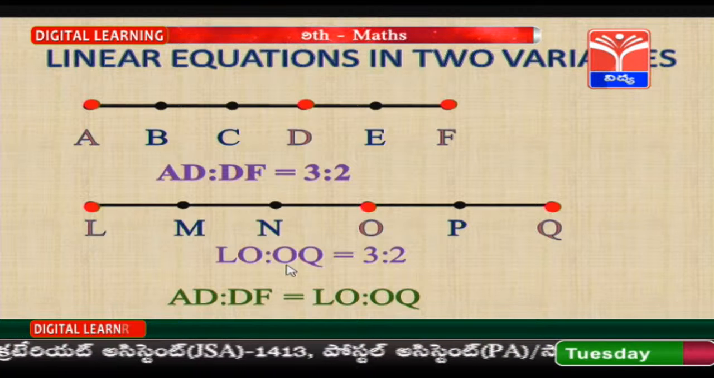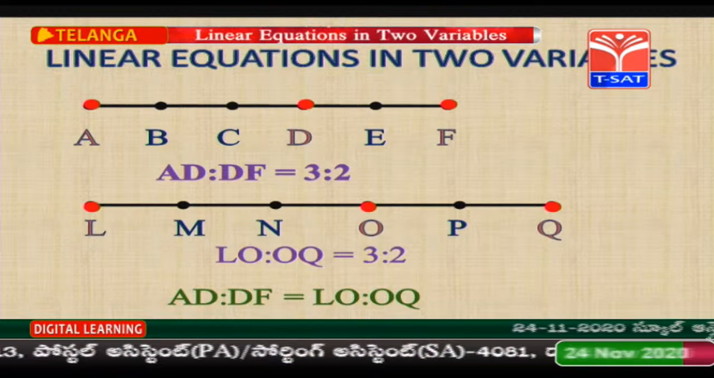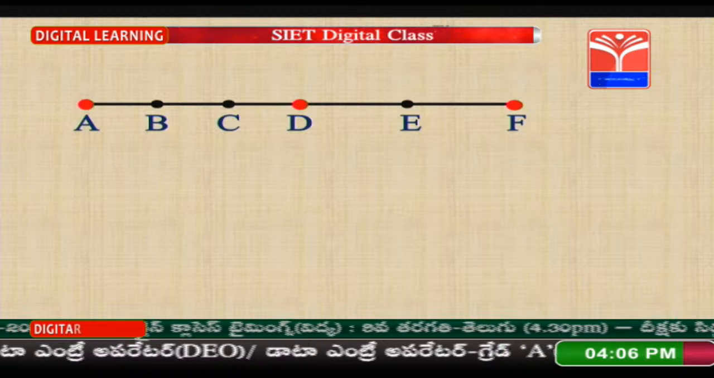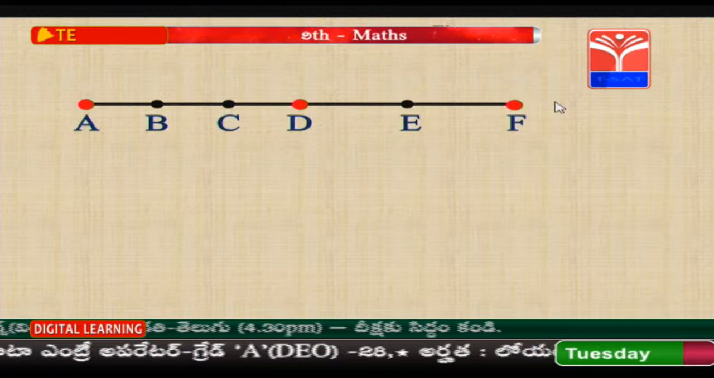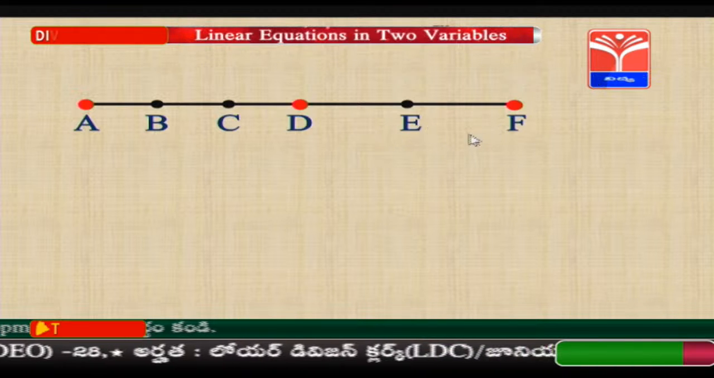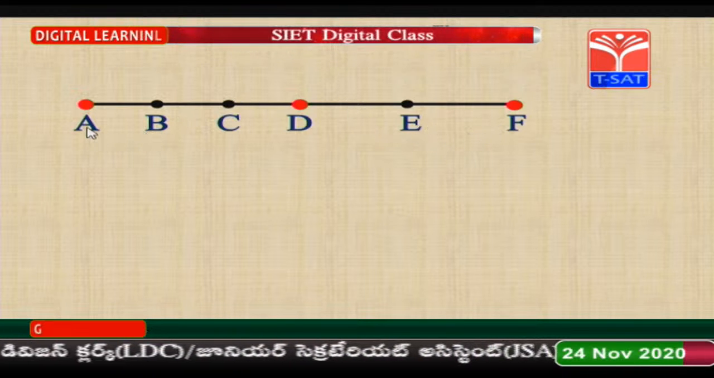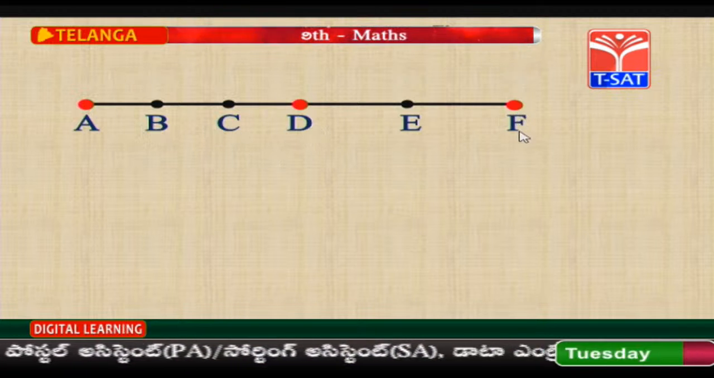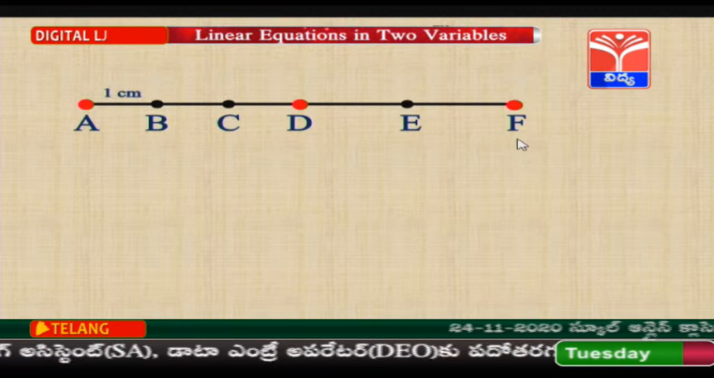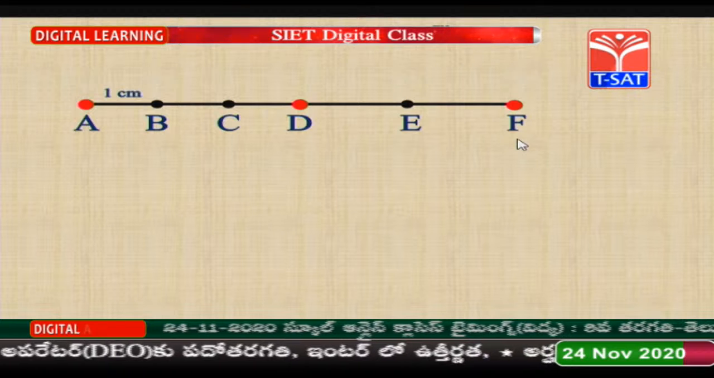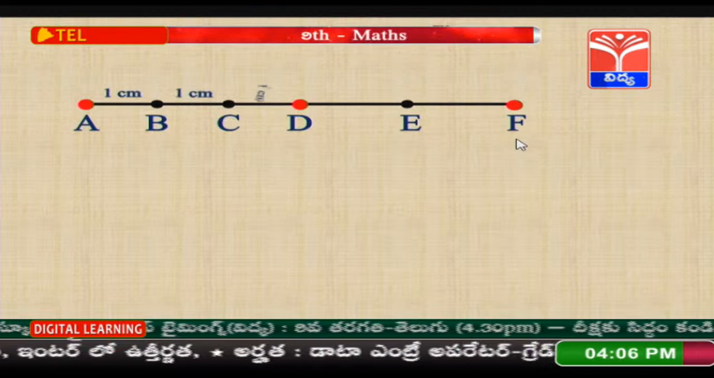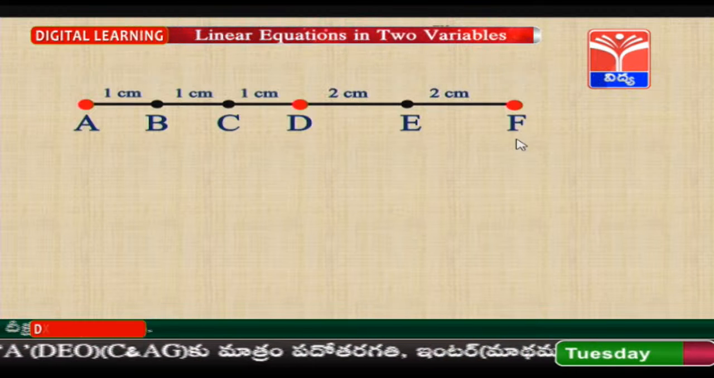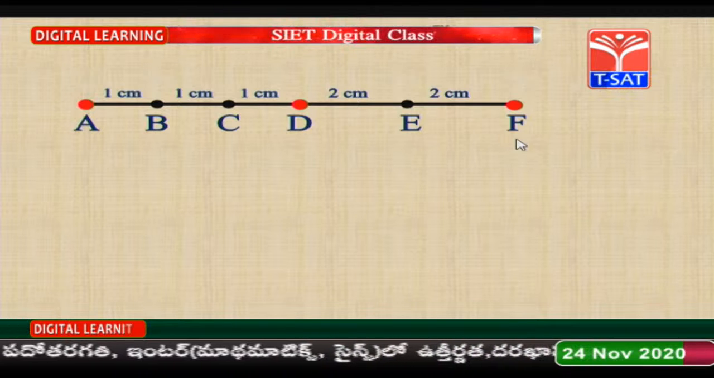Here we have observed that all the parts are equal in length. Children, we have observed that all the parts are equal in length here. Suppose in the first line you are able to see DE and EF, the distance between DE and EF is comparatively more than AB, BC and CD. That means, are they equally divided? No. Let me think, the length between A and B is 1 centimeter, B and C is 1 centimeter, C and D 1 centimeter, D and E 2 centimeters, E and F 2 centimeters. That means, here the measure of each and every part is not equal.